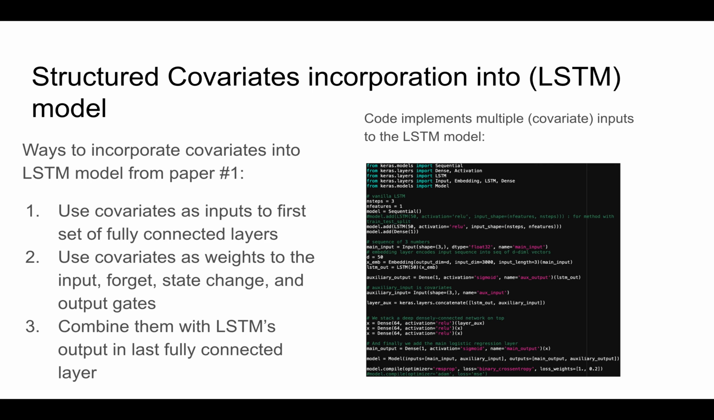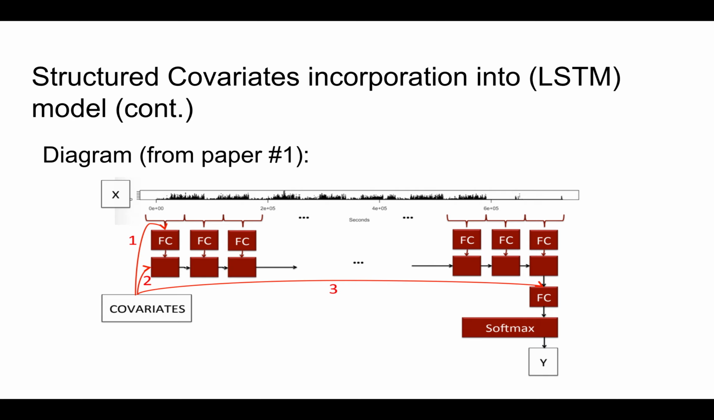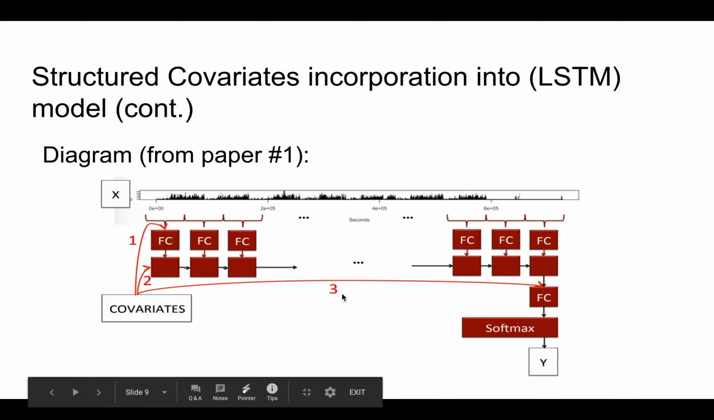From paper 1, there are a few ways to incorporate the covariates into the LSTM model. One way is to use the covariates as inputs to the first set of fully connected layers. A second way is to use the covariates internally by the LSTM gates as weights to the input for get, state change, and output gates. Lastly, combine them with the LSTM's output in the last fully connected layer. Here's a diagram that illustrates 1, 2, and 3.